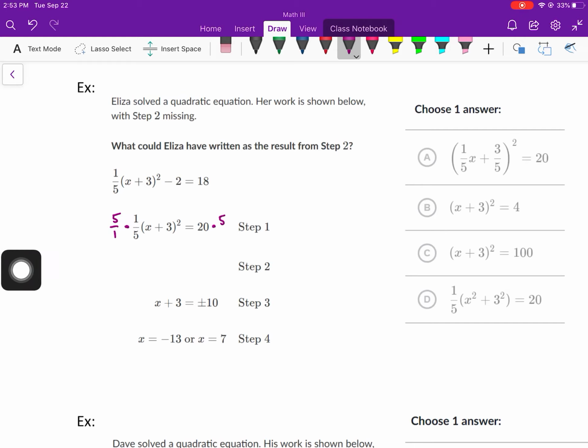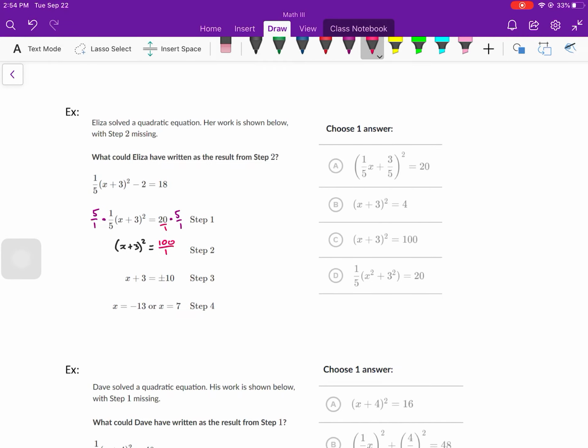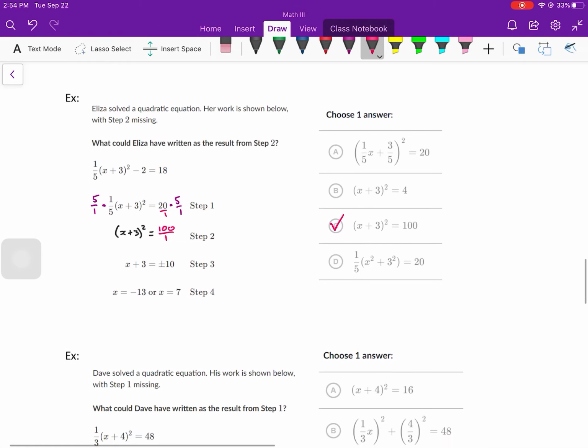So I'm going to multiply this side also by 5/1. So what we get here, like I said, the 5s cancel, the 1s cancel. Not that you really cancel 1s. We're left with just the (x plus 3) squared. That's the whole goal. We wanted to be left with that on that side. Now on the other side, we've got a fraction times a whole number, so I'm going to change it into a fraction. 20 over 1 is the same as 20. Now I just multiply. 20 times 5 is 100, and then 1 times 1 is 1, so really 100 over 1 is just 100. So if I look, C would be the answer.